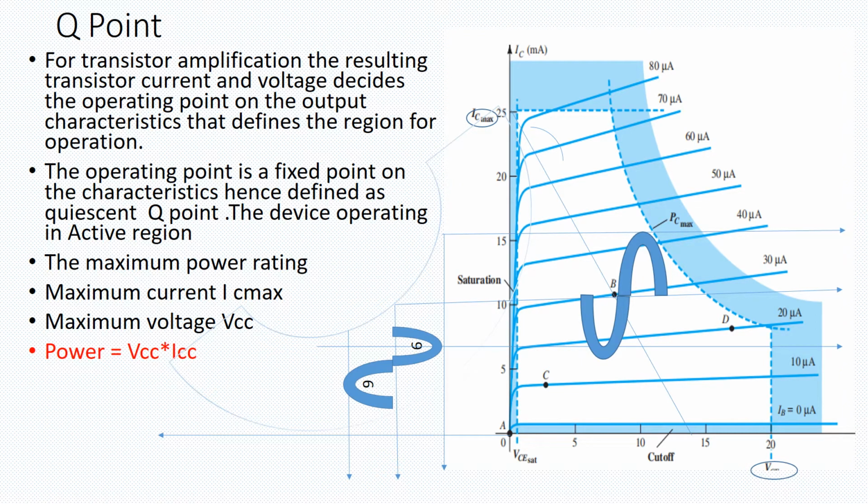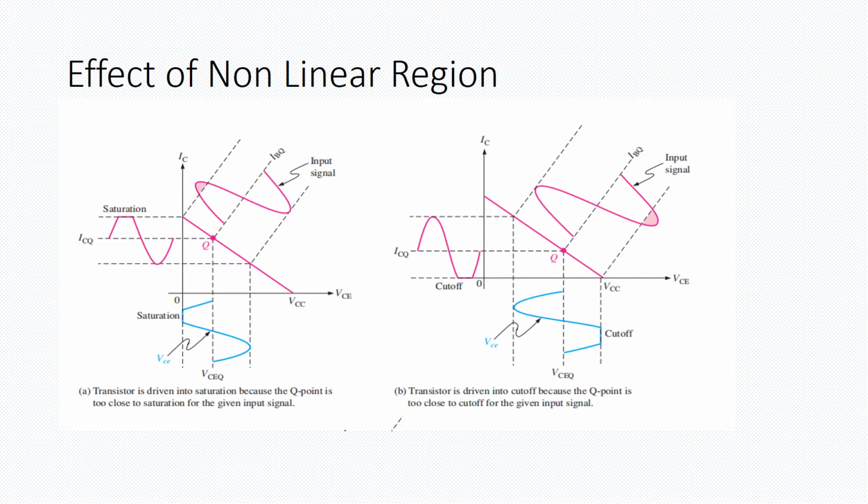So, load line: this is the load line that is plotted. Now what are the various effects of the nonlinear region? Here the Q point lies more toward the saturation region. So in the saturation region we see that the input is clipped.